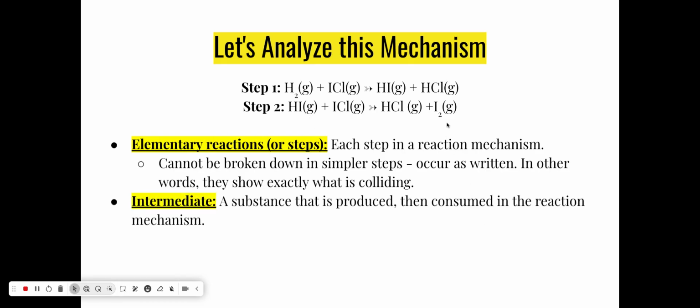An intermediate is a substance that is produced, then consumed in the same mechanism. So guys, our intermediate in this chemical reaction is HI. HI is being produced, and then in step 2, it is consumed. That's what it means to be an intermediate. So in this case, we're talking HI.